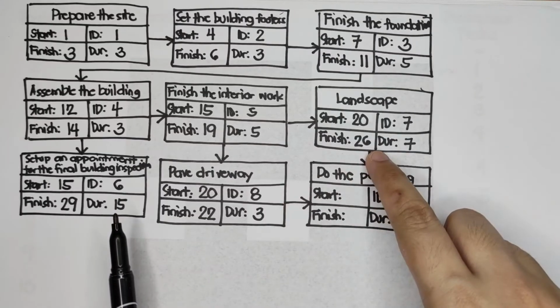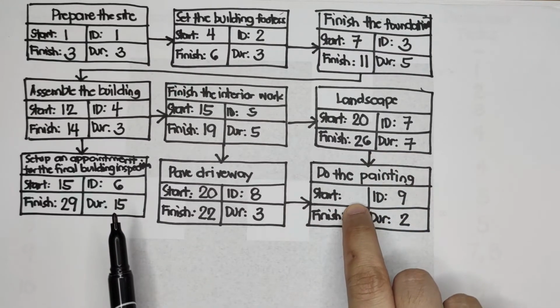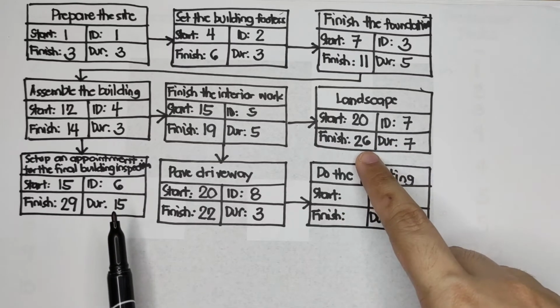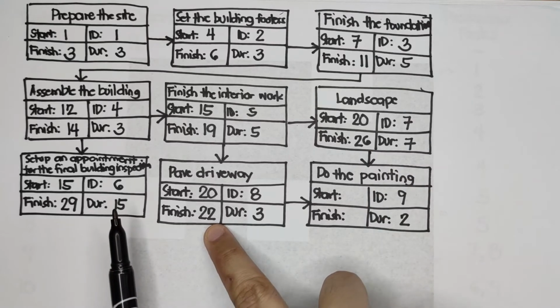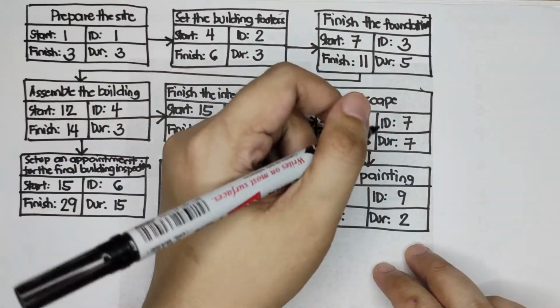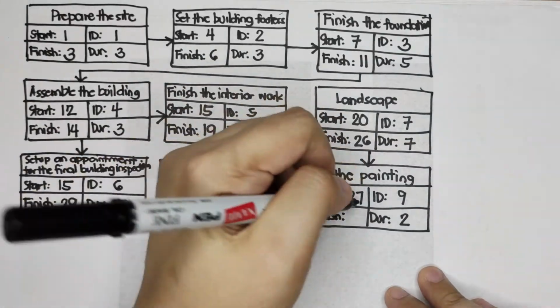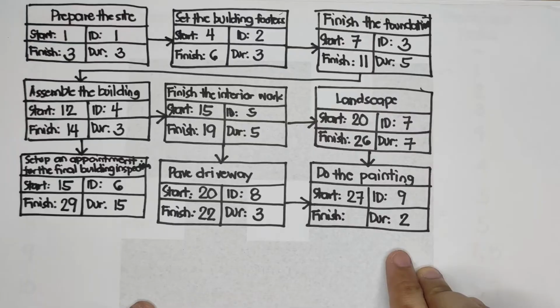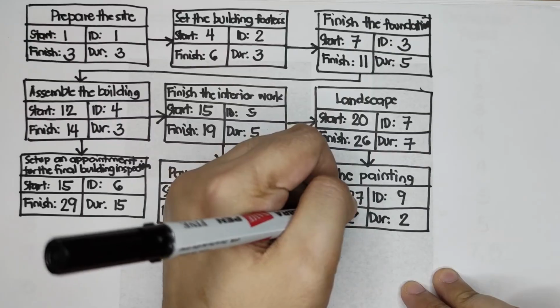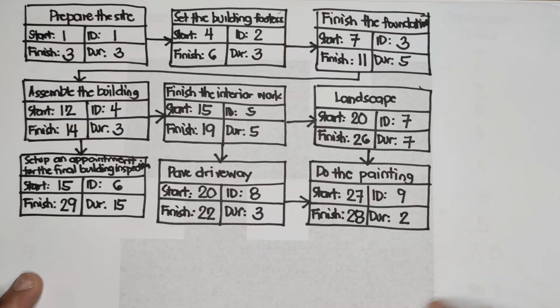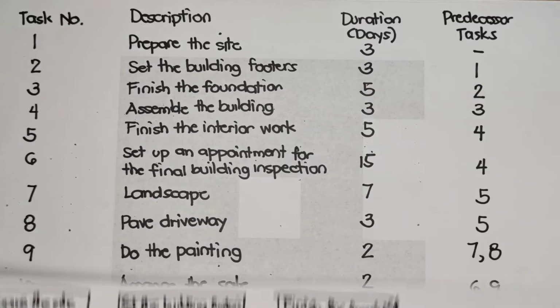Meaning, to decide the start day, you have to take the larger value, which is the finish day for landscape, day 26, rather than the paved driveway, which is 22. So, the start day would be day 27. Then the finish day is 27 plus 2, 29, minus 1 is 28.